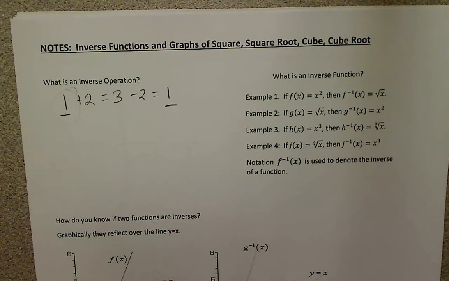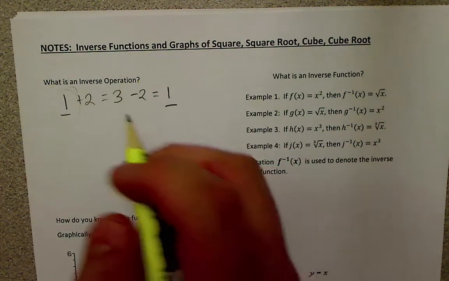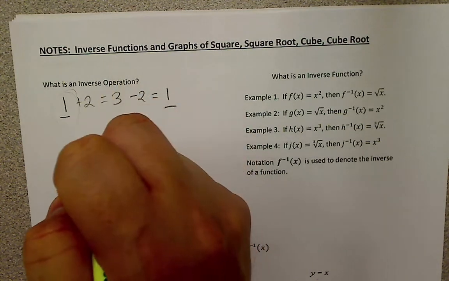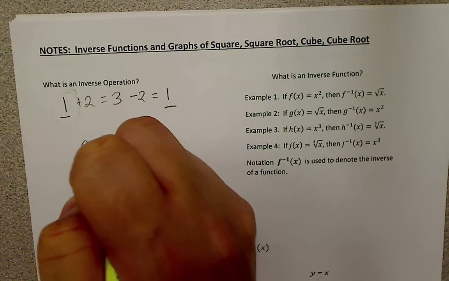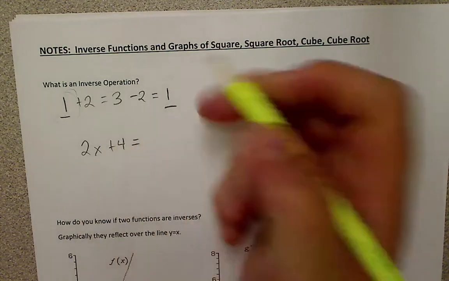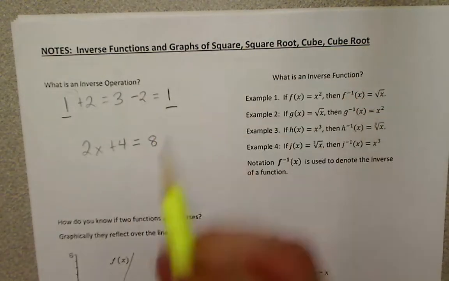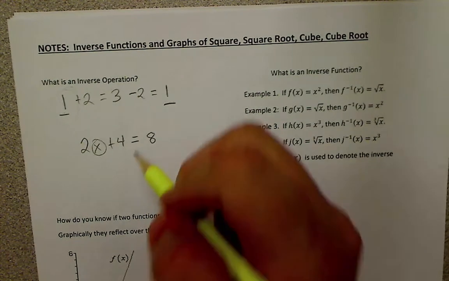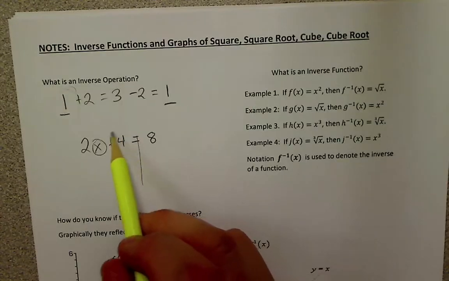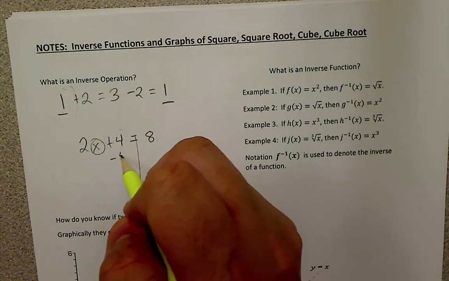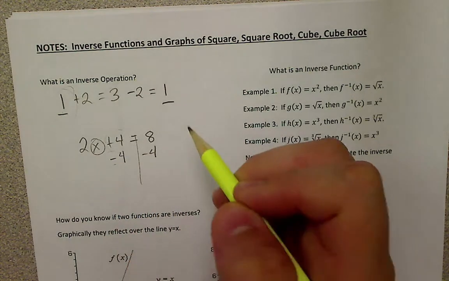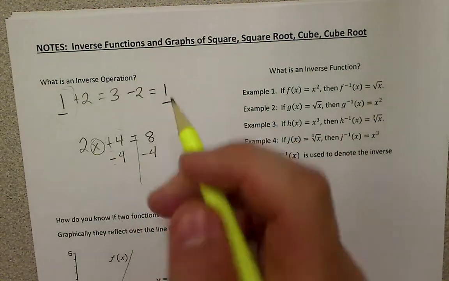In algebra, which you are familiar with, I'm going to make it up right here on the spot: if I had 2x plus 4 equal to 8, and you're asked, what is the value of x? Well, when you solve this, you use inverse operations. For example, I want to remove this 4. So I'm going to subtract 4 because subtracting is the inverse operation of adding. And I subtract 4 from both sides to balance the equation.